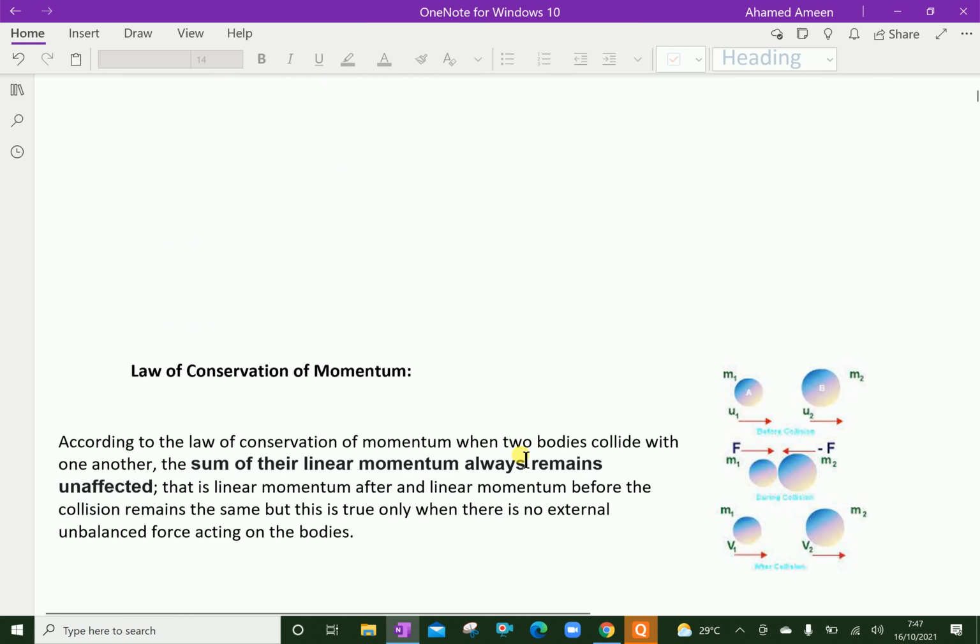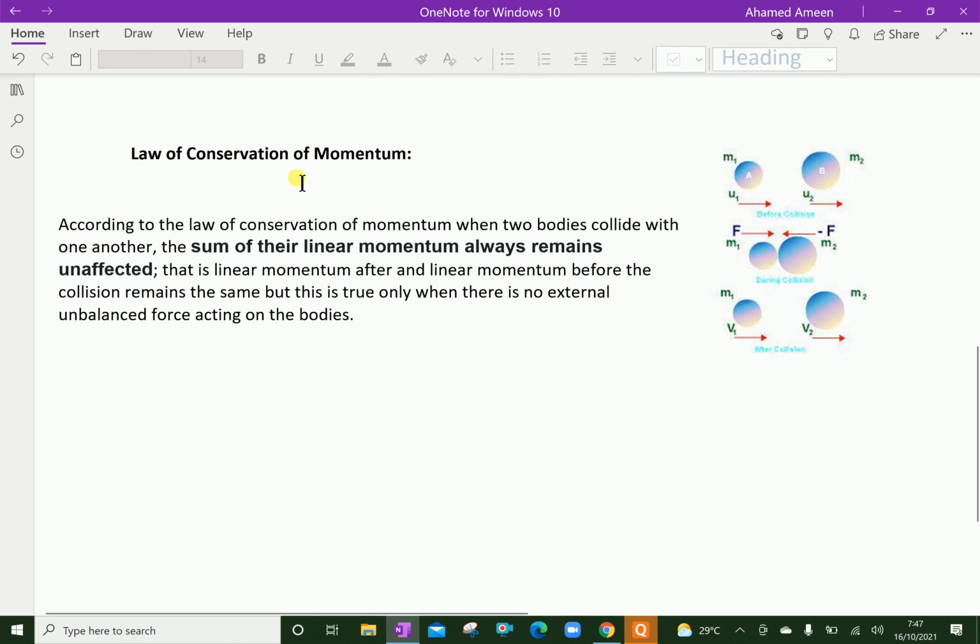Now let us explain the law of conservation of momentum. According to the law of conservation of momentum, when two bodies collide with one another, the sum of their linear momentum always remains unaffected. That is, the linear momentum after and the linear momentum before the collision remain the same, but this is true only when there are no external unbalanced forces acting on the bodies.